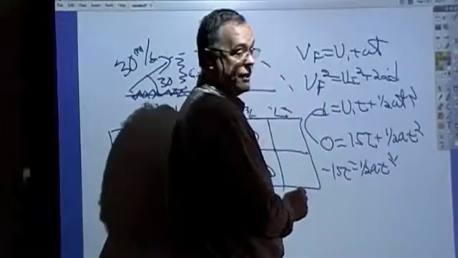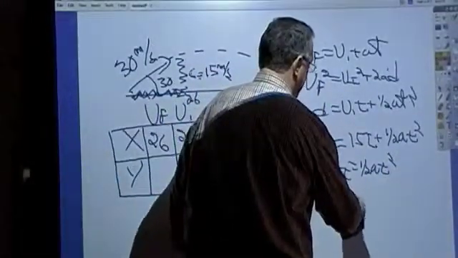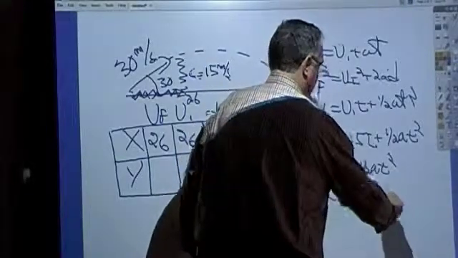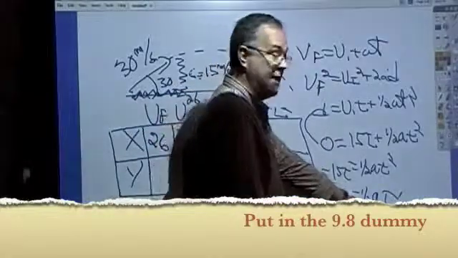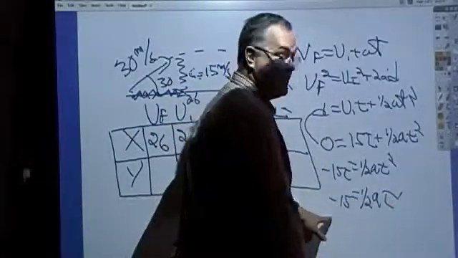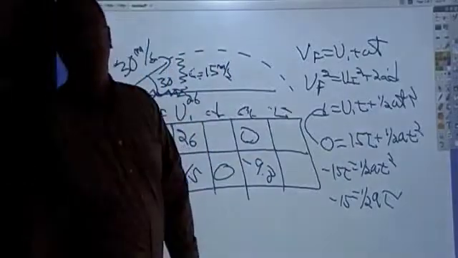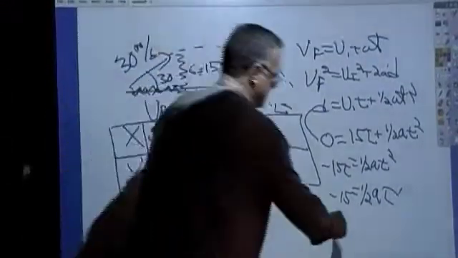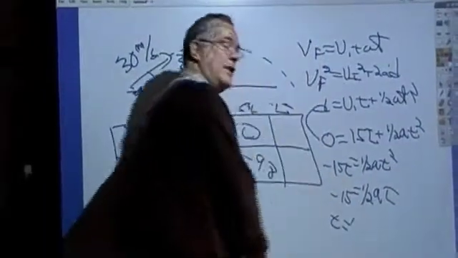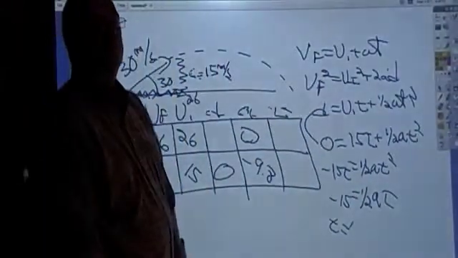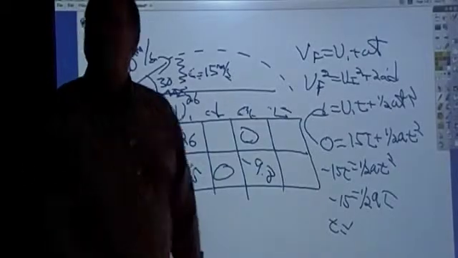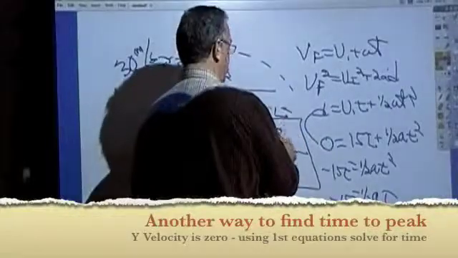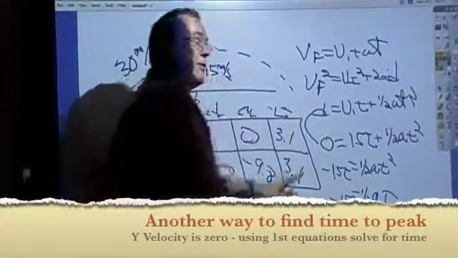I can divide T on both sides, can't I? Yes, you can. Minus 15 equals 1/2 of 9.8 times T. Make sense? The A is negative 9.8. T better come out positive, because T is a scalar. So T is 15 divided by 4.9. 3.06. Can I say 3.1? Of course, if you wish. So the hang time is 3.1.